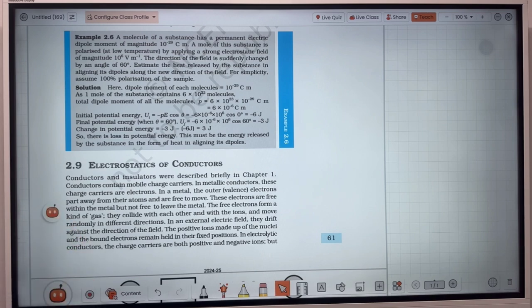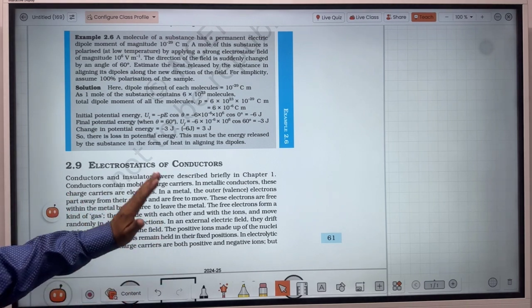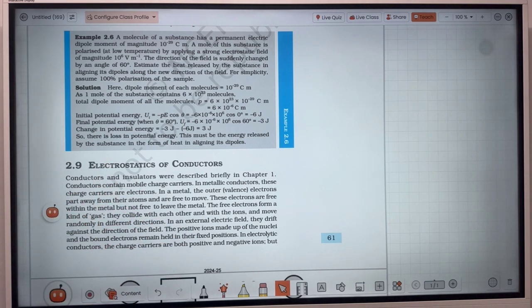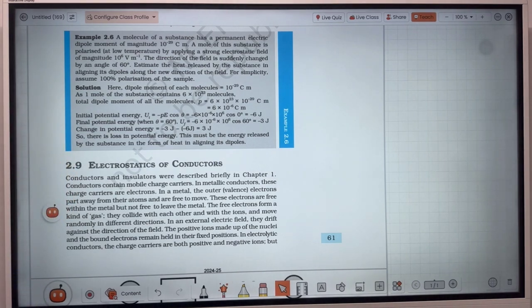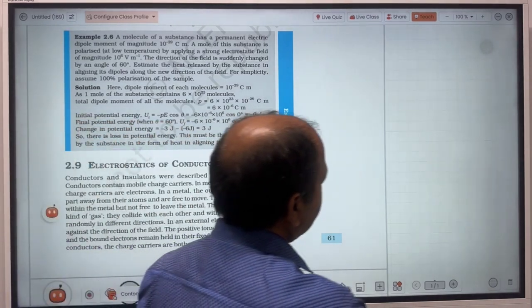So here the situation is shown. You will evaluate potential energy when theta equals 0 degrees, so that is the initial potential energy. Now it is rotated through 60 degrees. Then again you will calculate potential energy, and then you will find the difference, and that difference will be equal to the energy released.